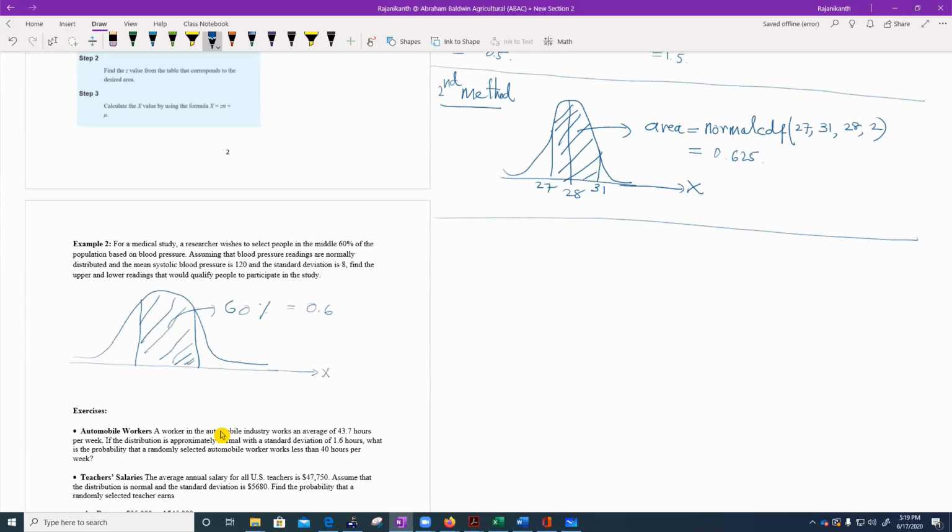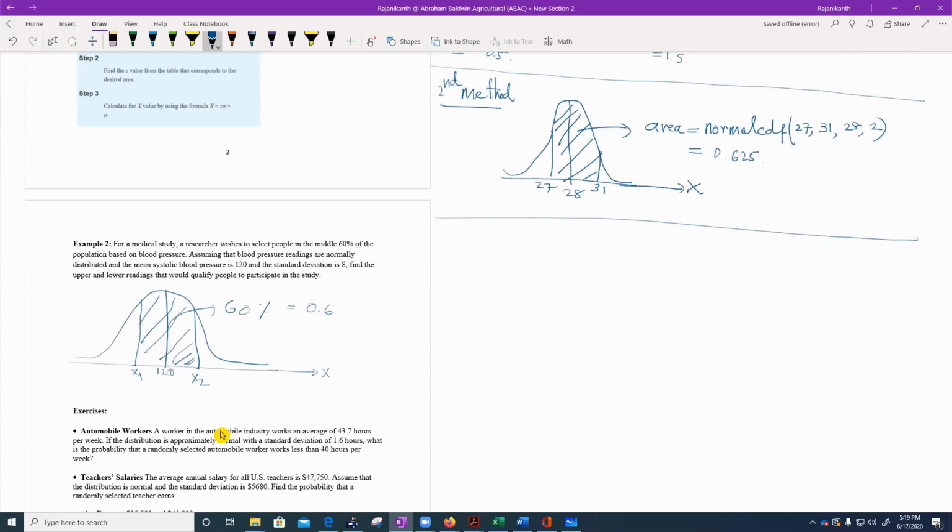The question is, if you know the area, then how are we going to find these two endpoints? We don't know these points. Say these are x1 and x2. So we need to find out x1 and x2. But you know the mean of this problem, the middle point. The mean is 120.